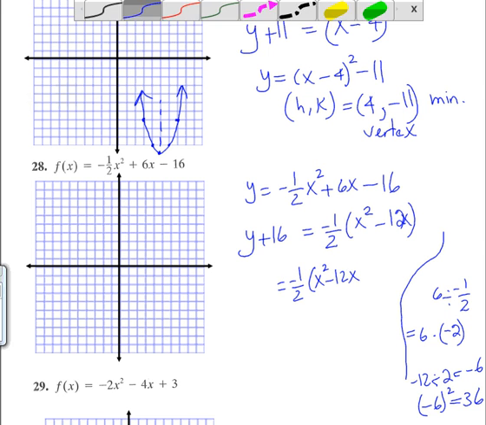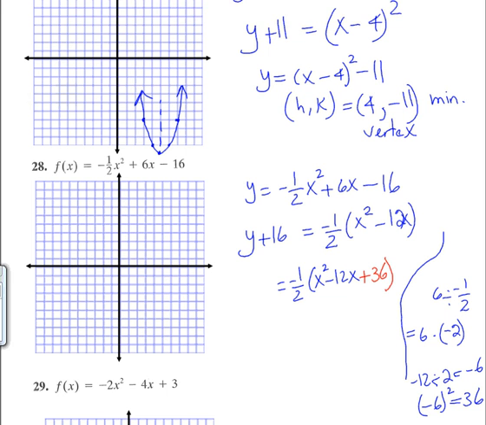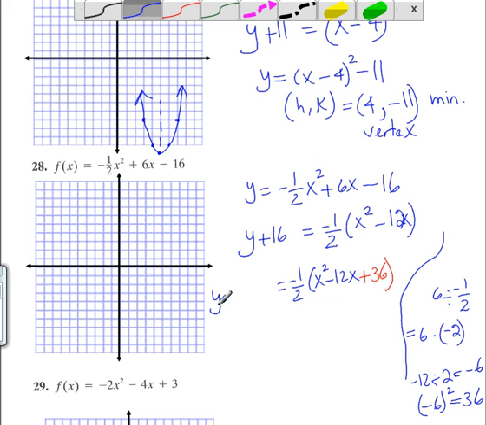So we're going to add 36 here. Now here's the tricky part. Normally, you would think that you're going to add 36 to both sides. But let's take a look and see what we really added here. Did we really add 36? Well, let's take a look.